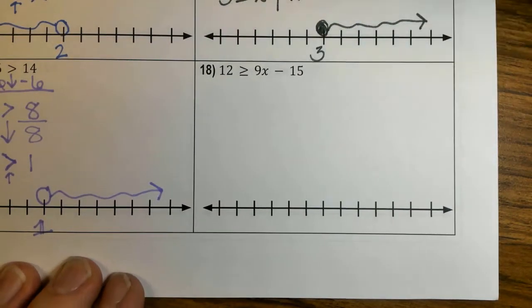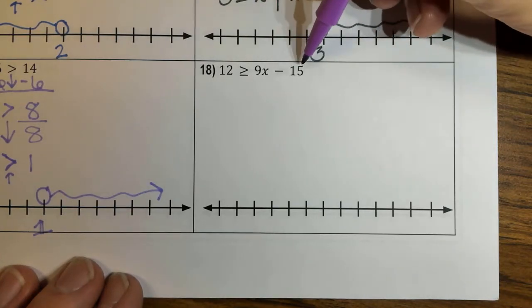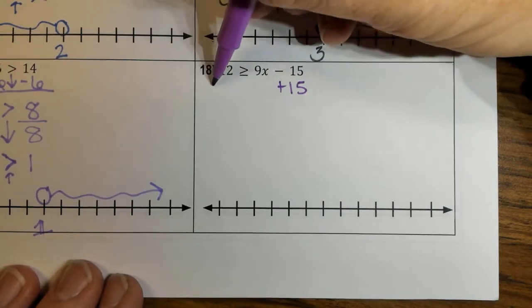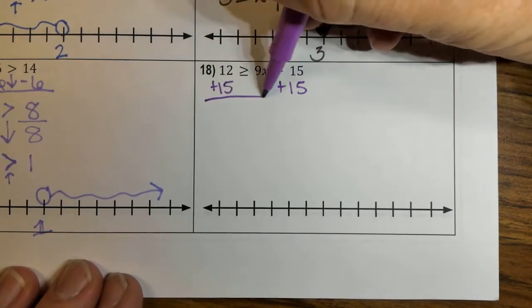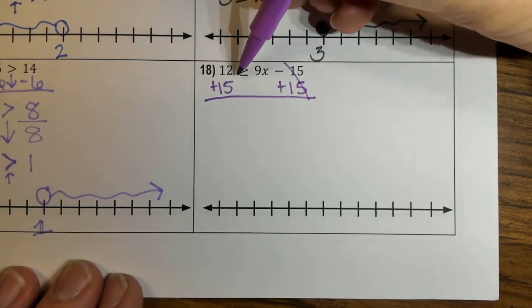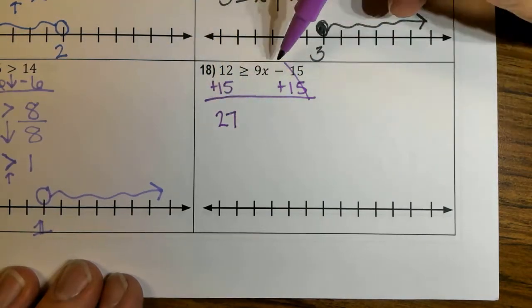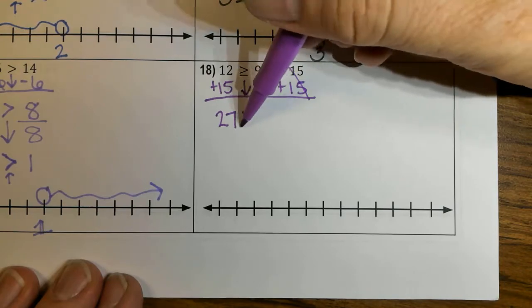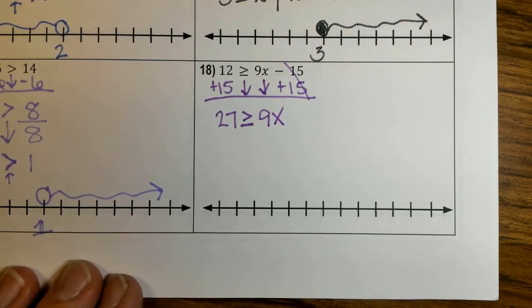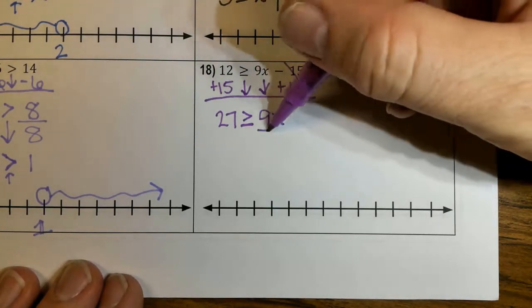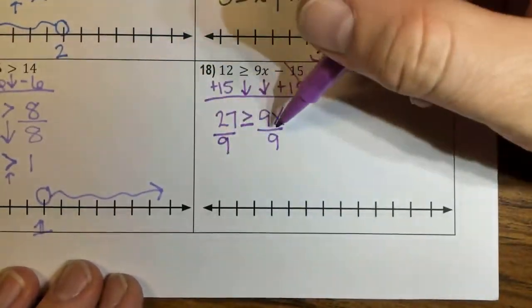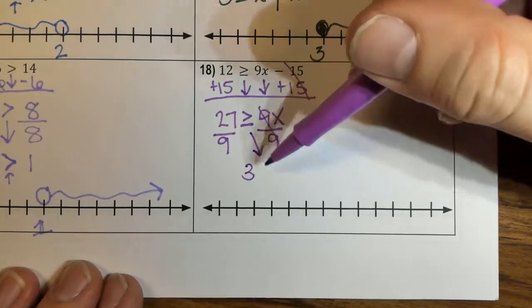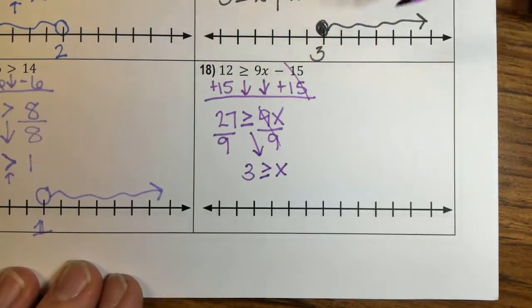Okay, so 18, last one on this page. I have minus 15 I have to get rid of, so it's plus 15 on both sides. So 12 plus 15 is 27. Bring down my inequality and my x. Okay. And last step, divide by 9. 27 divided by 9 is 3. My symbol did not change.